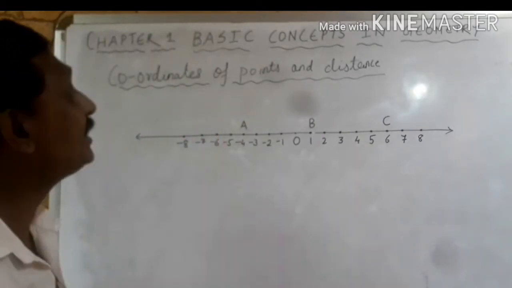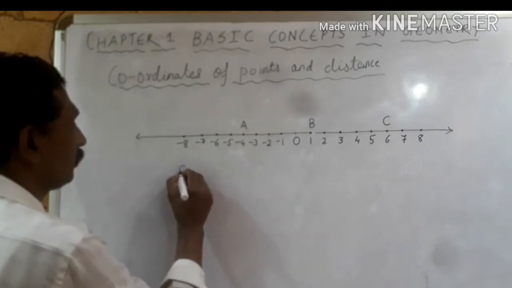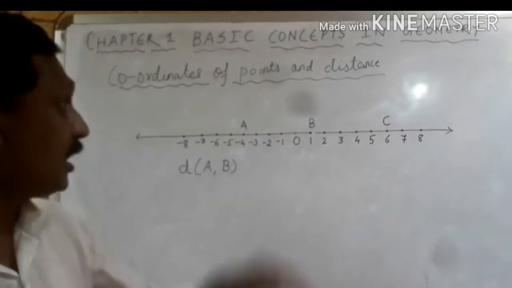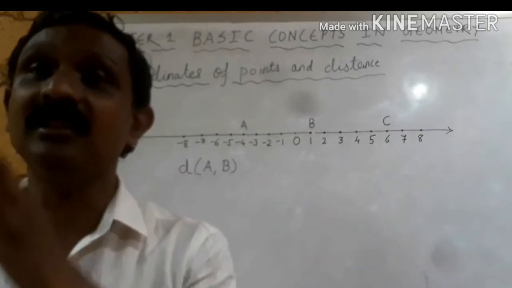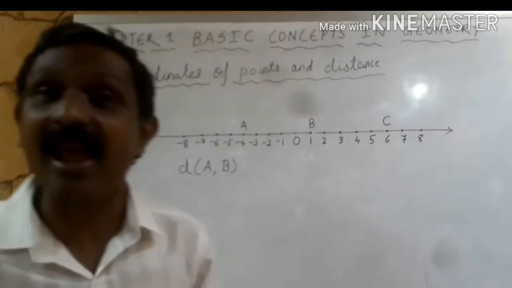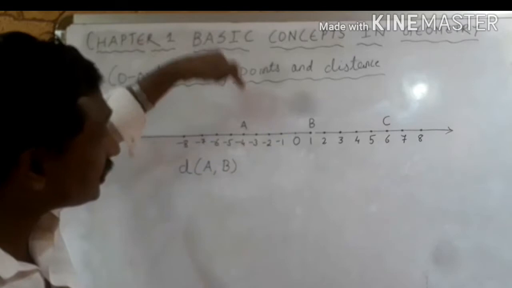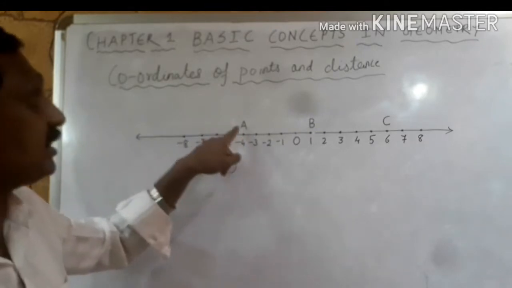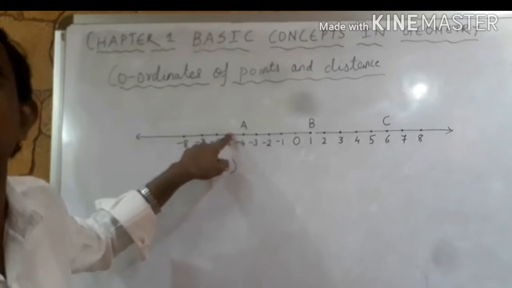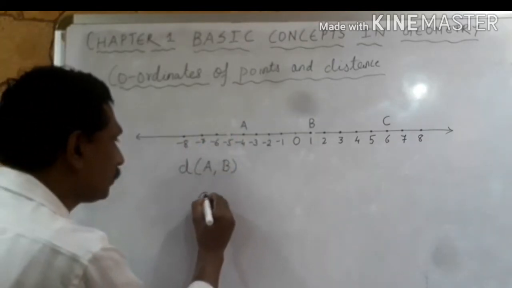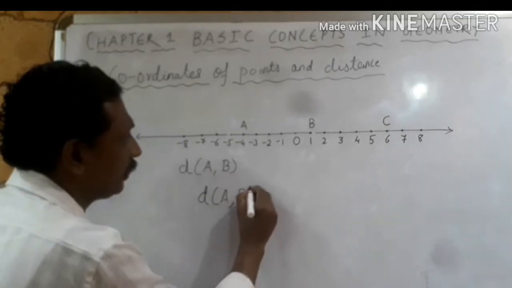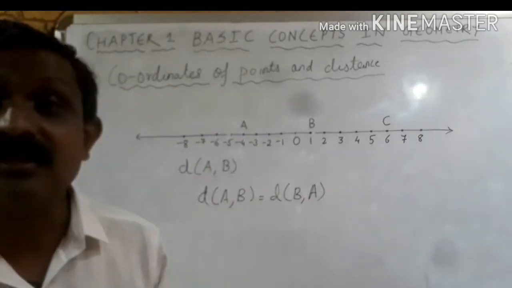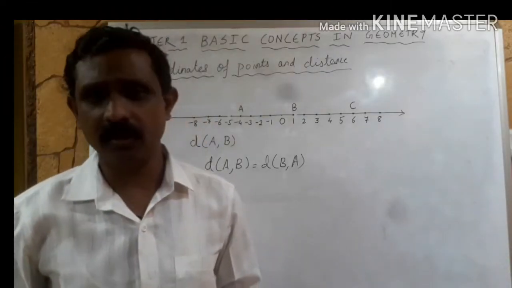Now distance AB. This distance AB means the distance between points A and B, the distance from point A to point B. Now if you see here, you will find that distance AB is equal to distance BA. So how do we write it? Distance AB is equal to distance BA, because both their distances are same. Now let us study what is betweenness.